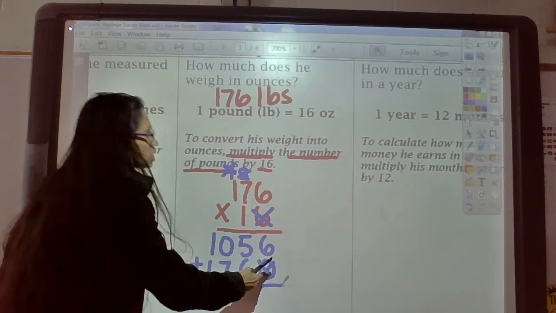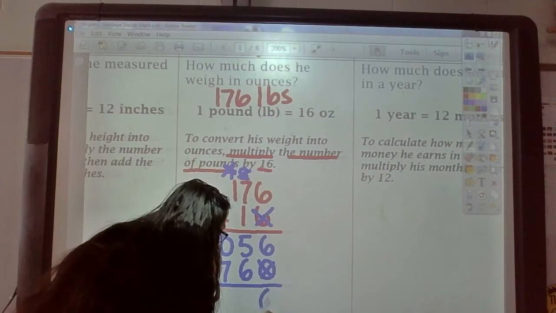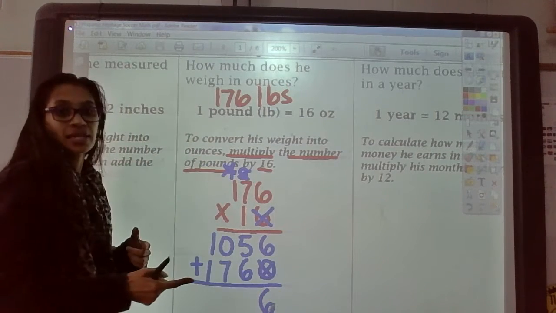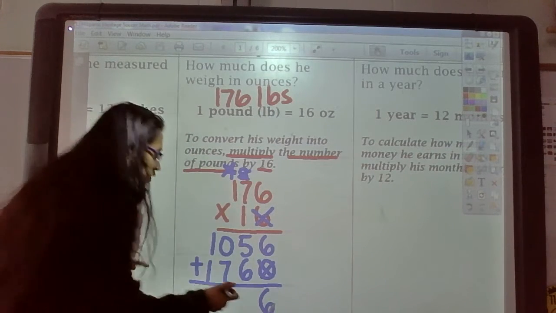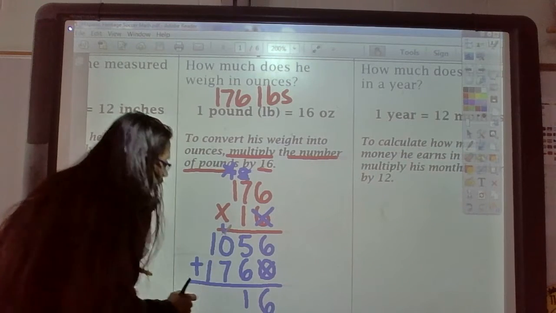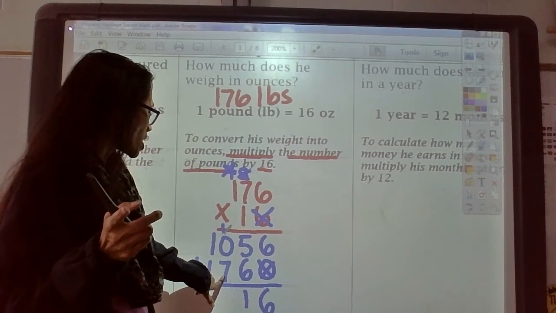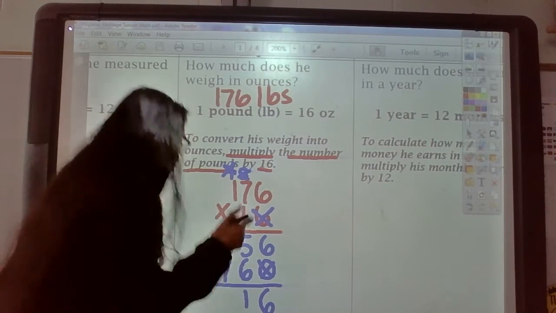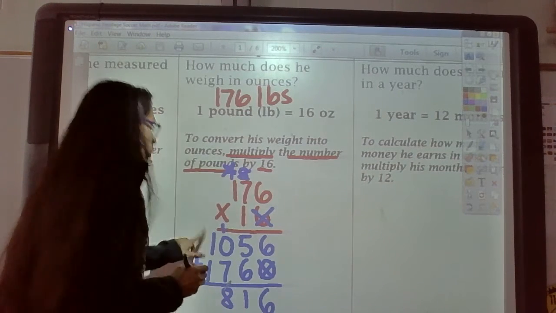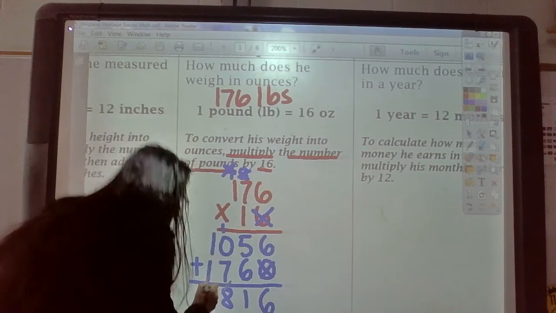Let's add 6 plus 0 is 6. 5 plus 6 is 11. Write the 1, carry the 1 up there. 1 plus 0 is 1. And then 7 more is, that's 8. And then 1 plus 1 is 2.